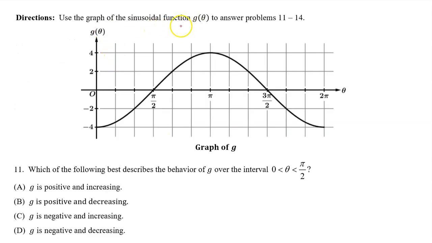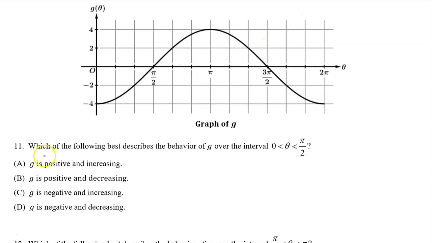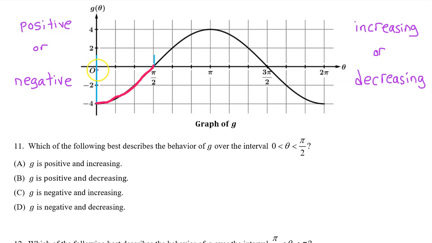Let's use the graph of sinusoidal function g of theta to answer problems 11 through 14. Number 11. Which of the following best describes the behavior of g over the interval from 0 to pi over 2? Is g positive or negative? And is g increasing or decreasing? Here I've highlighted the interval from 0 to pi over 2.